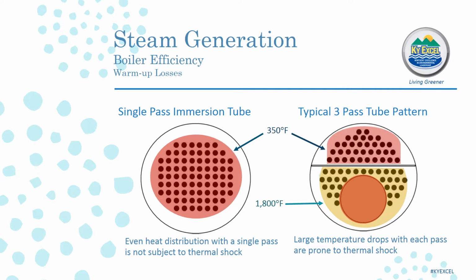In a traditional multi-pass shell design boiler, one large diffusion flame within a furnace tube indirectly heats all the tubes. This creates a large temperature differential which causes constant thermal stress. By indirectly heating all the tubes, warm-up time to steam from 50 degrees Fahrenheit water is often 4 to 8 hours, depending upon the size of the boiler.